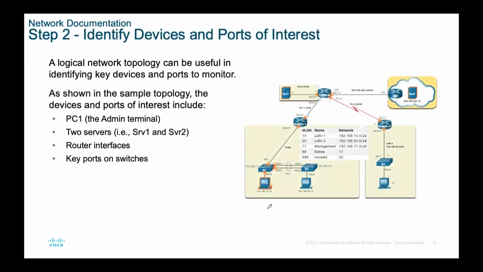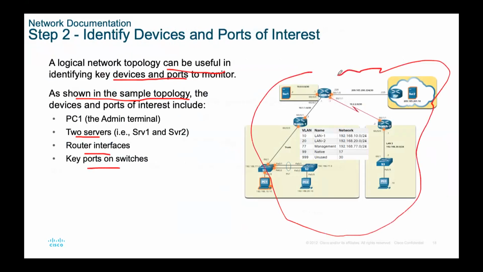Step 2, identify devices and ports of interest, or POI. A logical network topology can be useful in identifying key devices and ports to monitor. As shown in the sample topology, the devices and ports of interest include PC1, the admin terminal, 2 servers, router interfaces, and key ports on switches. This is the sample topology.